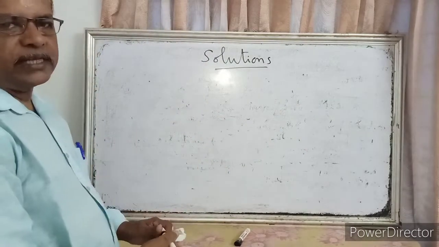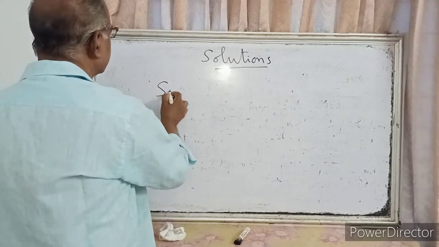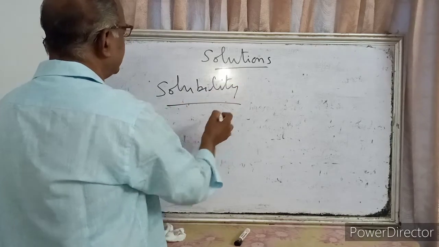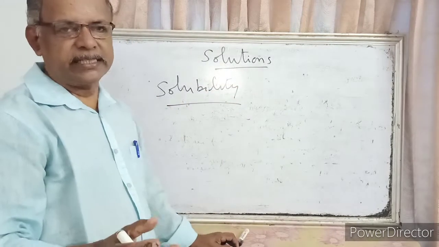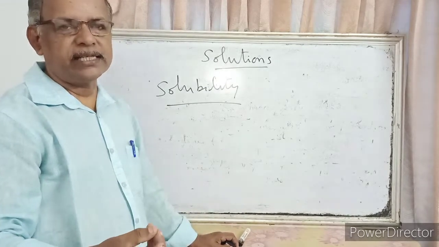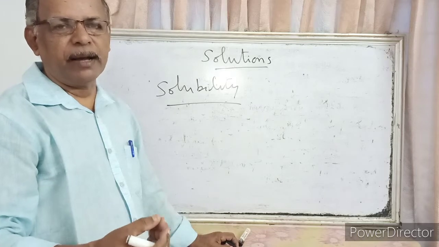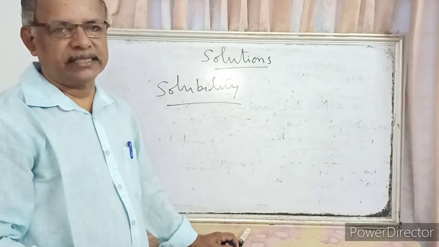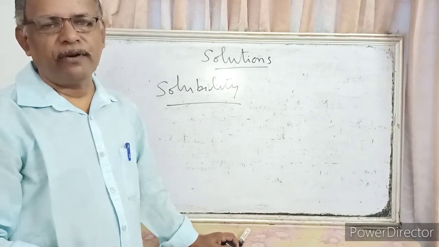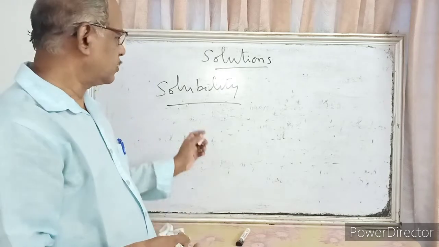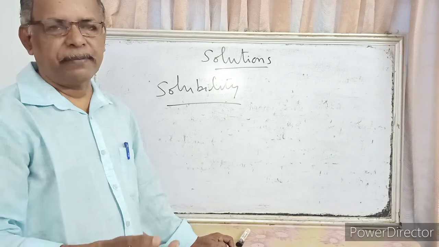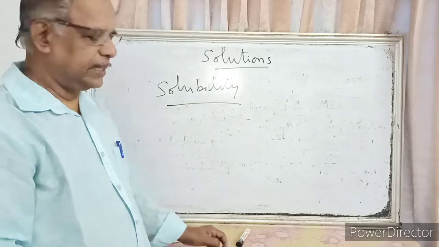Next you have to study about the solubility. What is solubility? Solubility is the number of grams of solute that is dissolved in a given amount of solvent at that temperature. So it is the amount of the solute that is dissolved in a given amount of solvent at that temperature, which is called solubility. And solubility changes with the temperature. When temperature changes, solubility also changes.